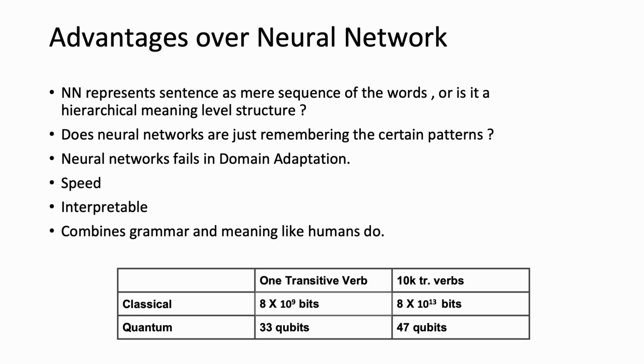Using these QNLP circuits for natural language processing has many advantages over current state of the art neural network models, because a neural network represents a sentence as a mere sequence of words. But the question is, is there a much deeper hierarchical meaning structure hidden in the sentence which neural networks are failing to understand? Also, we are not sure whether neural networks understand or just remember certain patterns or artifacts which we have in the data. QNLP models are better in domain adaptation, speed, and also in interpretability. And most importantly, QNLP models can combine grammar and meaning like humans do.